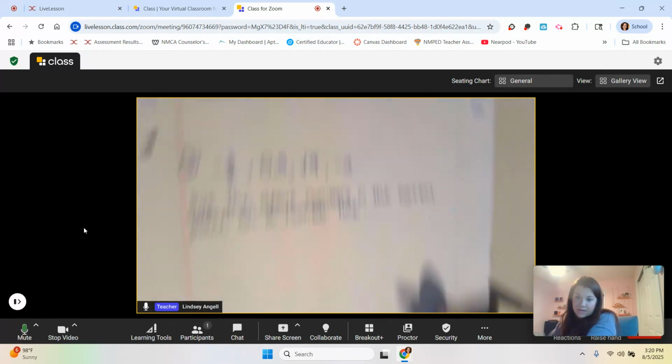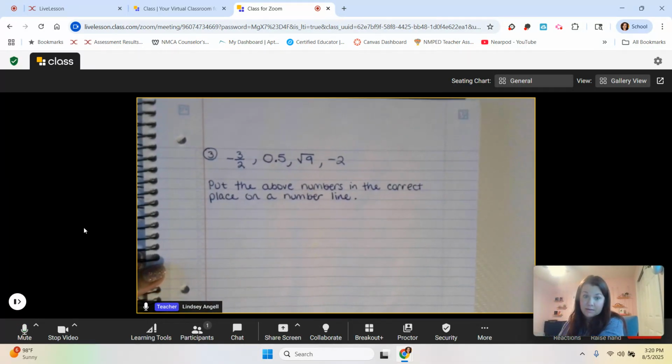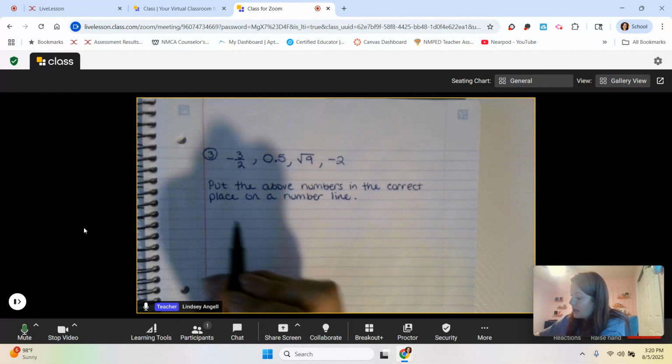And the last example that I have for you right now before you get into the full-blown lesson, okay, is this one right here. So we've got 4 numbers: -3/2, 5/10, the square root of 9, and -2, all right? And I'll give you a big hint. This is actually one of the problems from your practice that you're going to do on page 14. Okay, so pay attention, write it down. So it says, put the above numbers in the correct place on a number line.